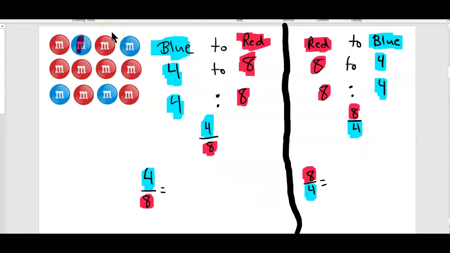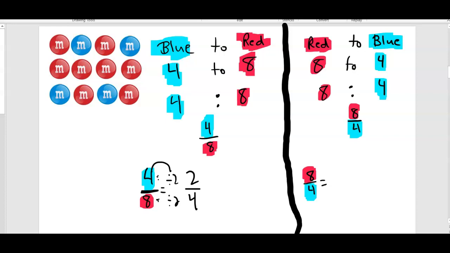4 blue. 1, 2, 3, 4. 1, 2, 3, 4, 5, 6, 7, 8 red. How do we simplify that? We can divide the top and the bottom both by 2. Even though it's not really a numerator because it's not really a fraction, we'll treat it as such. What do we get? 4 divided by 2 is 2. 8 divided by 2 is 4.